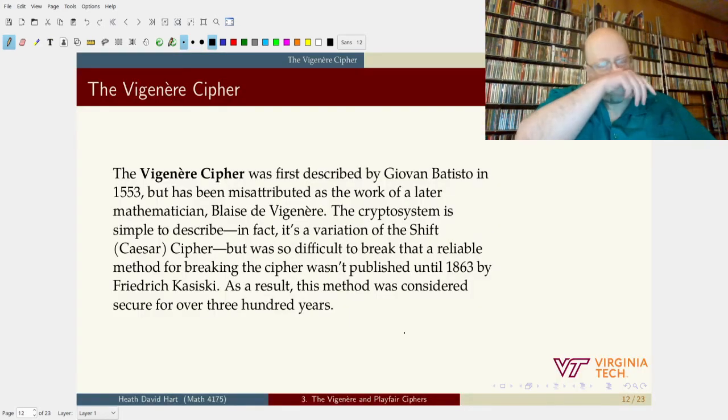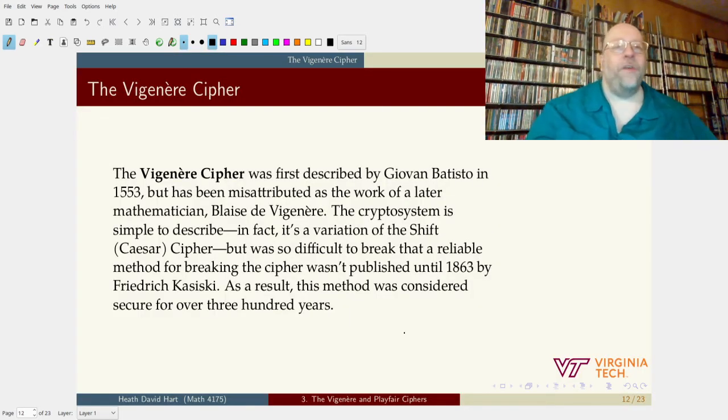All right, so let's look at the Vigenere cipher. The Vigenere cipher is an alphabetic cipher that doesn't have the weakness of being able to be solved with frequency analysis, and I'll talk about why in a moment.